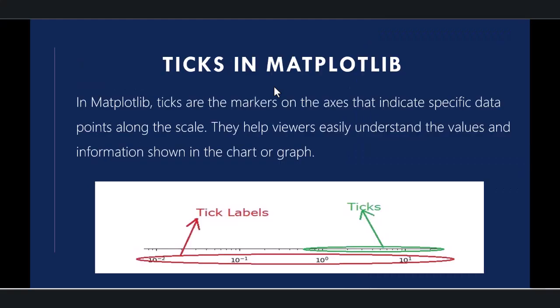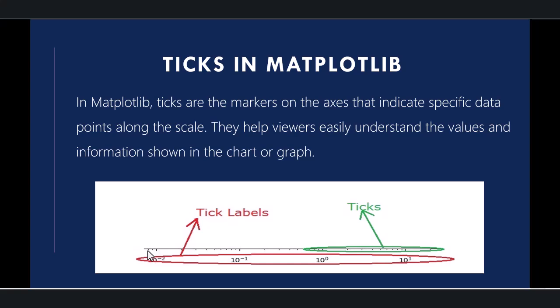Now I'll help you to understand what exactly ticks are. They are the markers on the axis that indicate specific data points along the scale. They help viewers easily understand the values and information shown in the chart or graph. I think by seeing this image itself, you got an idea of how ticks look.